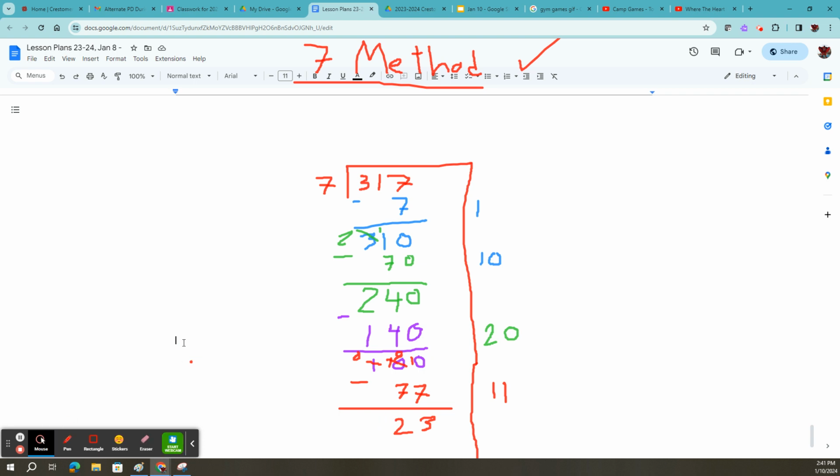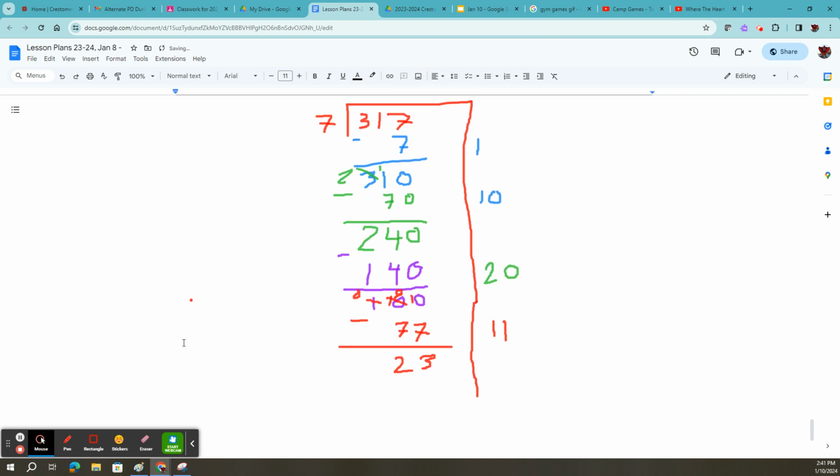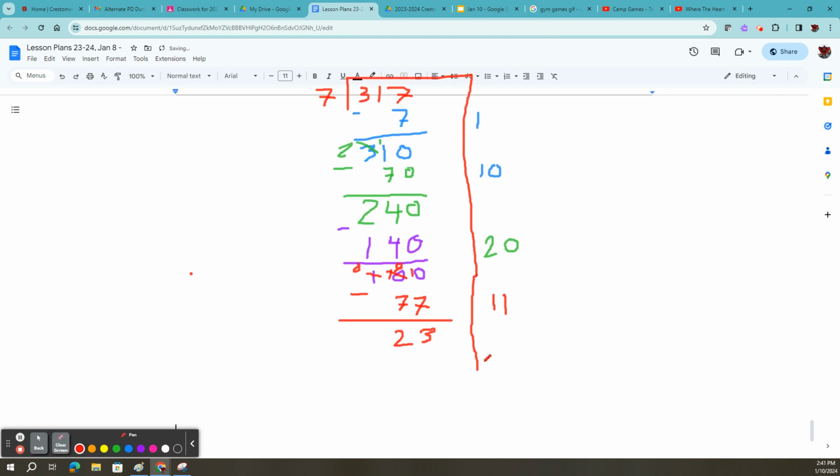I've got to think to my 7s. I could go 7 times 1, and that's 7, but nah. Let's go 7 times 2. I know that 7 times 2 is 14. Let's subtract again. I've got to borrow. 13 take away 4 is 9. 1 take away 1 is nothing. I'm really close to 0, but I can still keep going because 7 is smaller than 9.